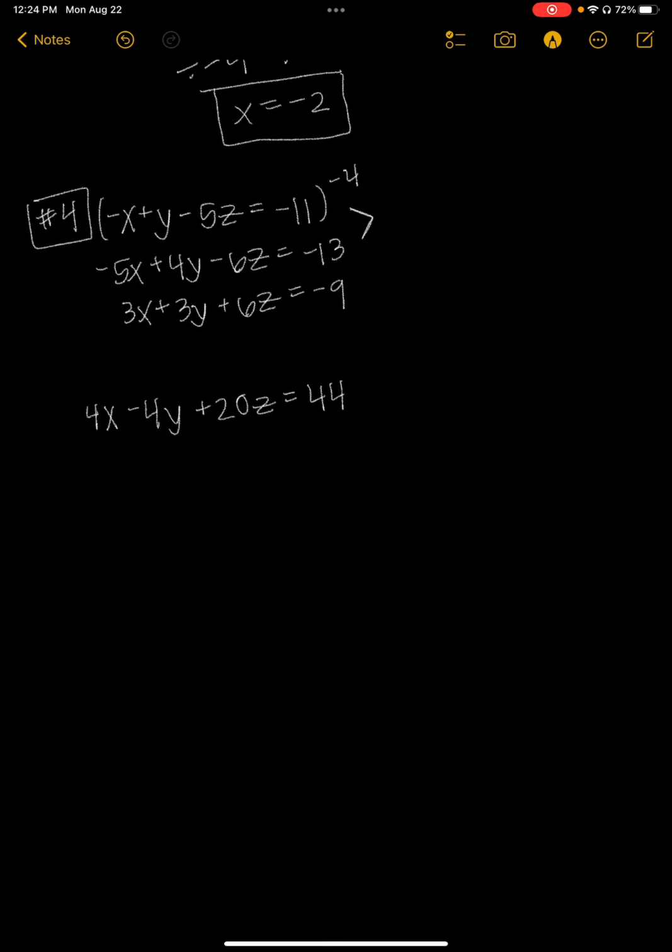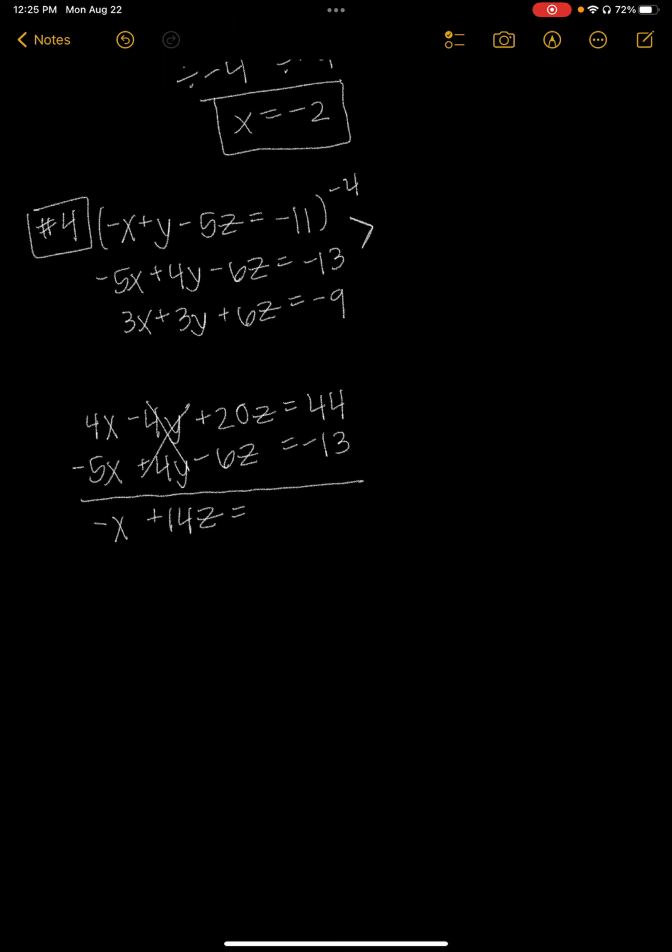All right, now I'm just going to rewrite that second equation, which gives me negative 5x plus 4y minus 6z equals negative 13. And we're going to add those suckers together. You'd get negative x, the y's cancel out like what we want them to do, and then plus 14z equals 31. Okay, now just kind of keep that in your back pocket for a second.